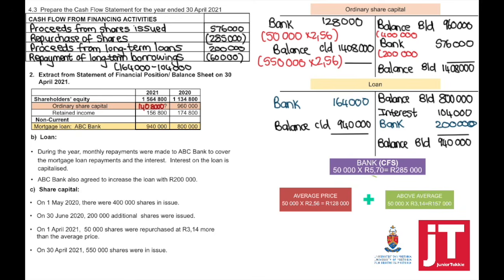There is an alternative way to also calculate the repayment of the loan. If we take 800,000 plus 200,000 minus the 940,000, so we eliminate the interest, that will equal exactly the same amount. Now we can total the cash flow from the financing activity: proceeds from shares issued, minus repurchase, plus proceeds from long-term loans, minus the repayments, equals the cash flow from the financing activity.